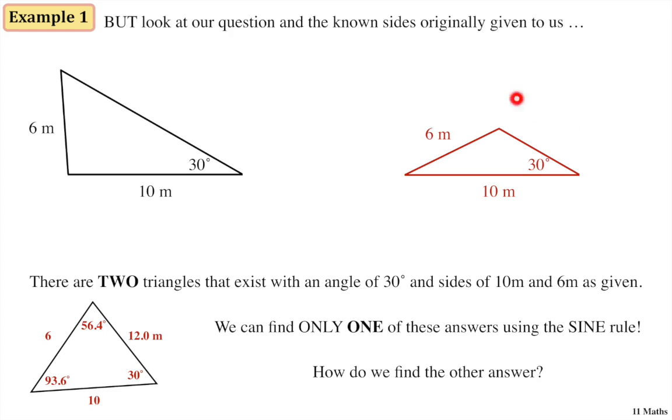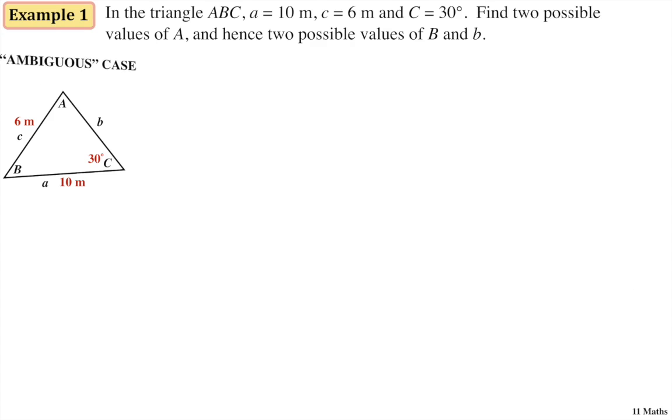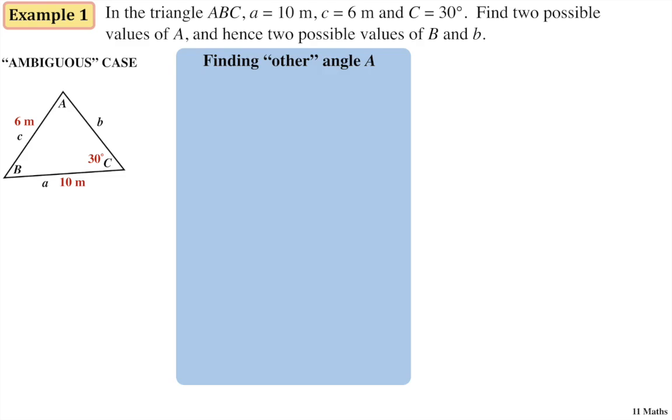But when I look at my second scenario, there's no way that's 56. It's bigger than 90 degrees. It's an obtuse angle. So if you're ever trying to find an obtuse angle, we're going to do everything the same except we have one extra bit that we have to do manually. So let's start this question all over again. Let's deal with the ambiguous case and pretend that we were looking at it for the first time.